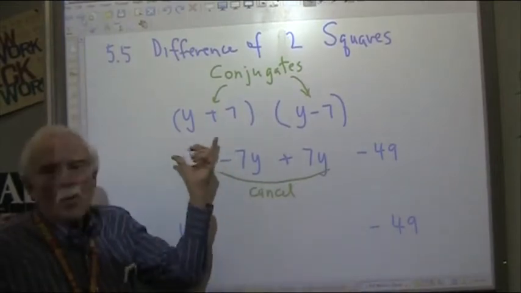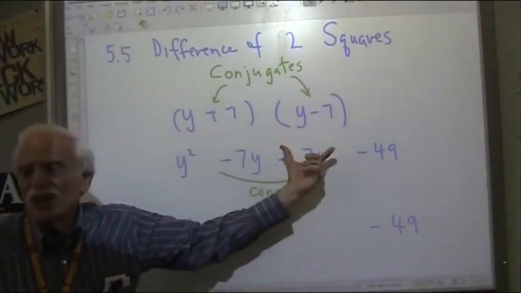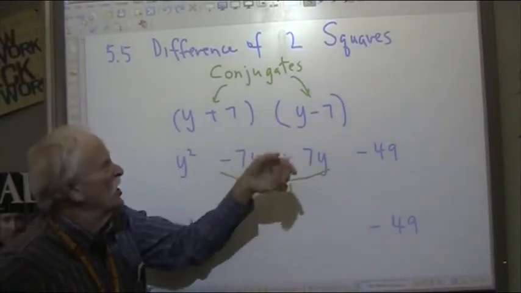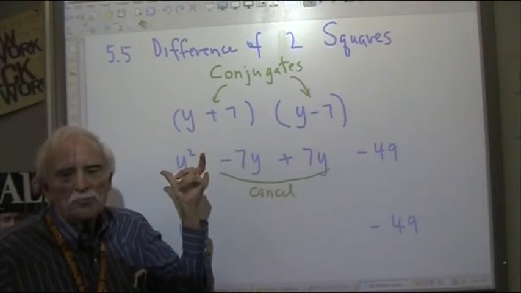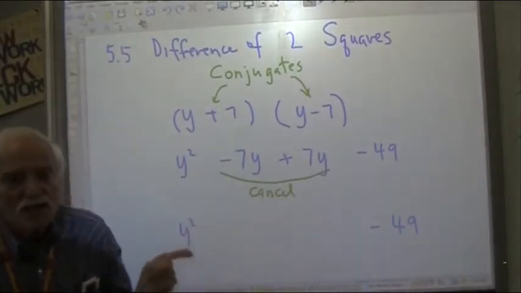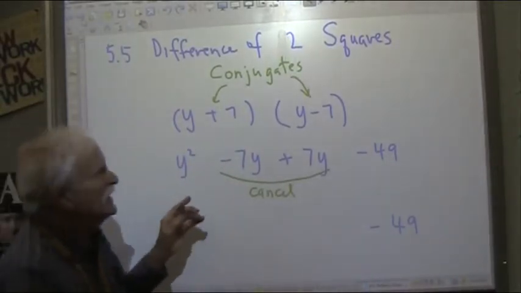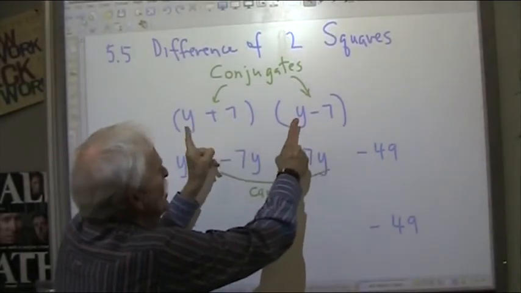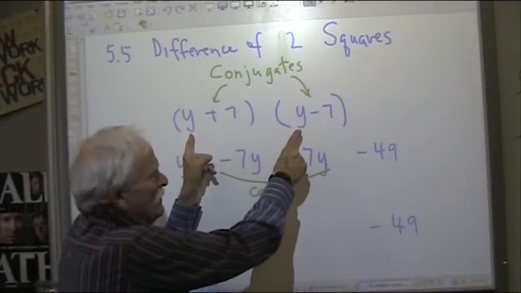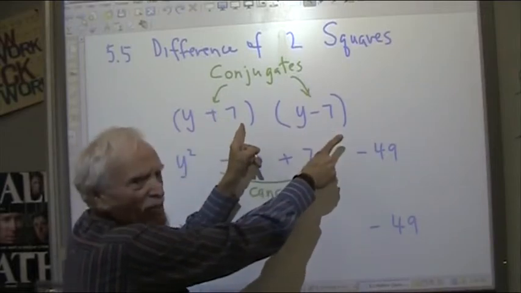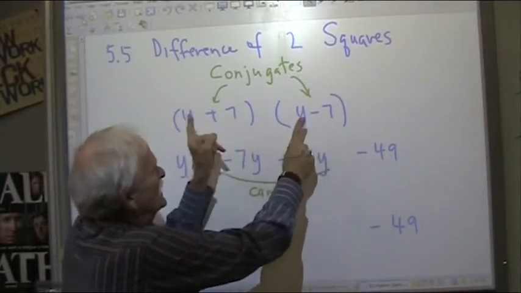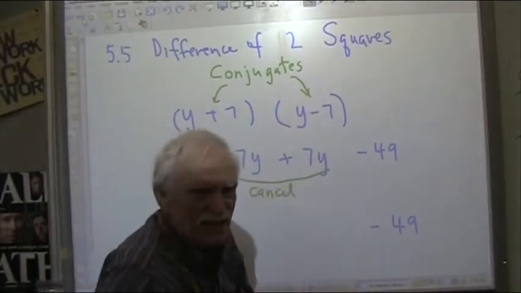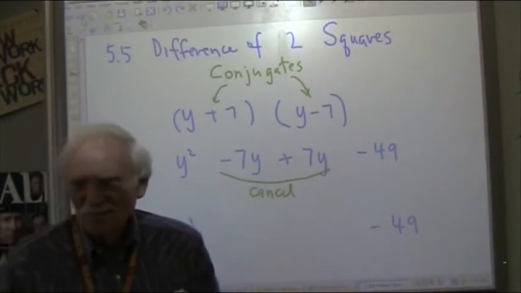So y plus 7 is the conjugate of y minus 7. And likewise, y minus 7 is the conjugate of y plus 7. So again, conjugates are two binomials where the first elements are the same, the last elements are the same, but the signs between the two elements are different in each of the two binomials.